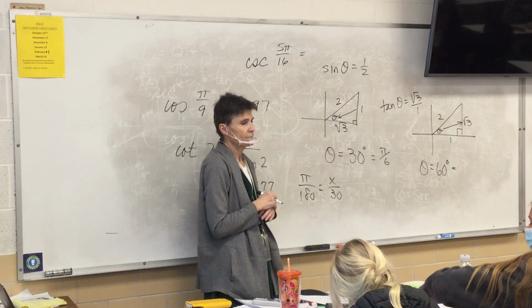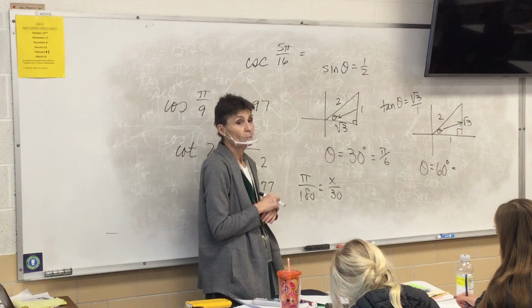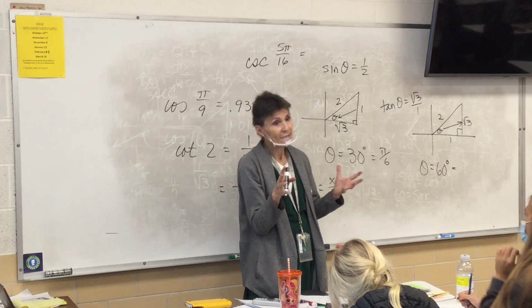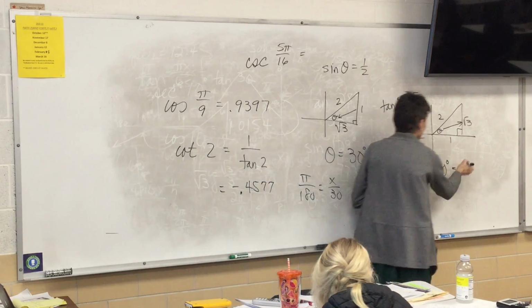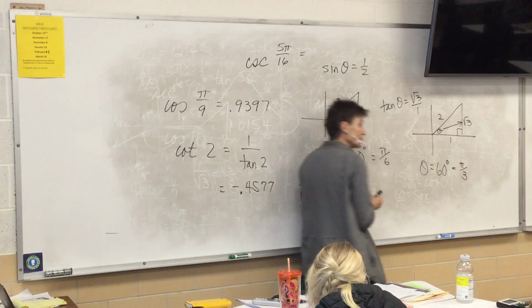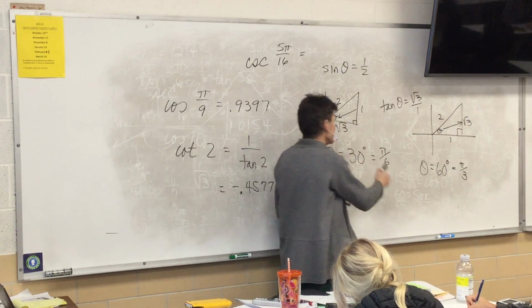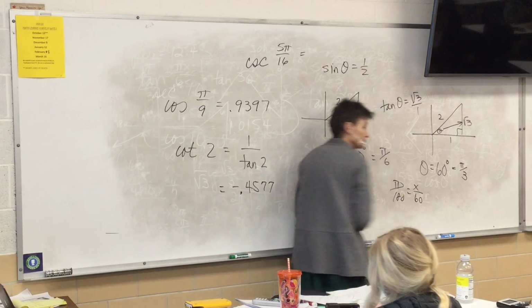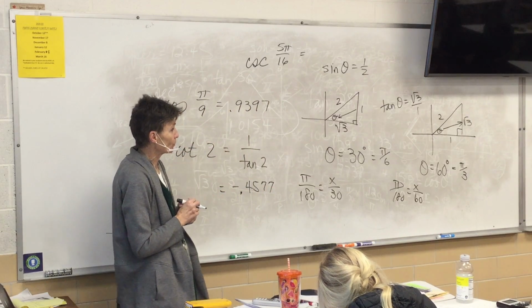How many radians is 60? Well, 60 is a third of 180. 180 is pi. So would this be pi over 3? I'm not trying to confuse you. I'm trying to save you some time. If you can think about that logically, you can always set up your proportion and solve it. Reduce it. You'll get pi over 3.